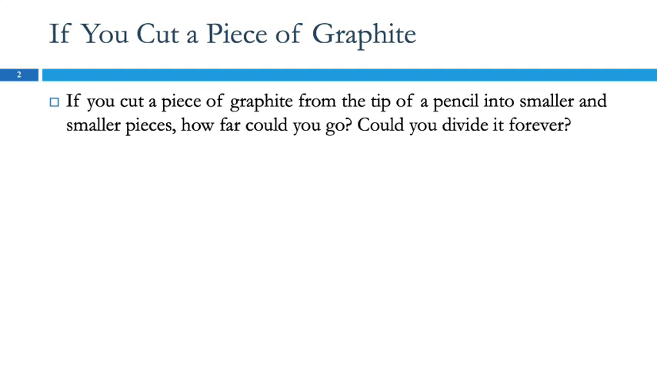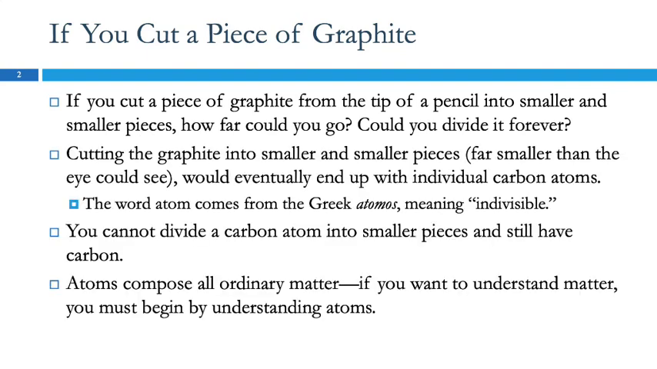Well, according to John Dalton, we're going to get down to individual atoms, and then we can't cut the atoms in half, right? And the word atom comes from the Greek word atomos, meaning indivisible. So an atom by its nature is indivisible. You can't divide a carbon atom into smaller pieces and have it still be carbon. Now, can you smash an atom into smaller pieces? Yes, you can. That's nuclear chemistry, but what you have left is not carbon anymore. So all ordinary matter is composed of atoms, and if we want to understand how matter works, then we need to understand atoms.